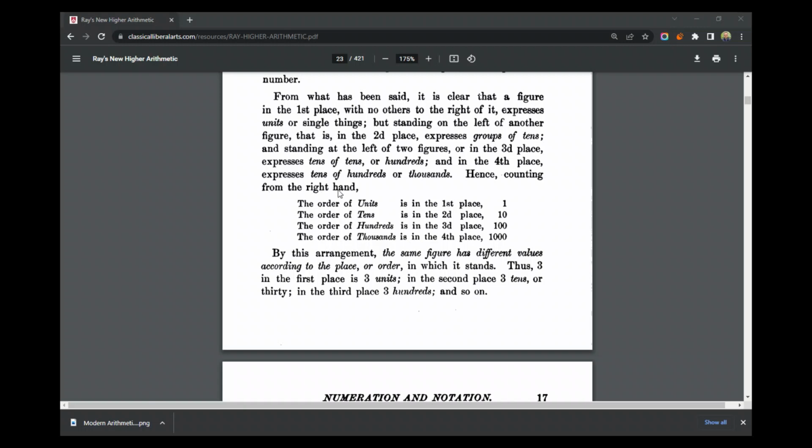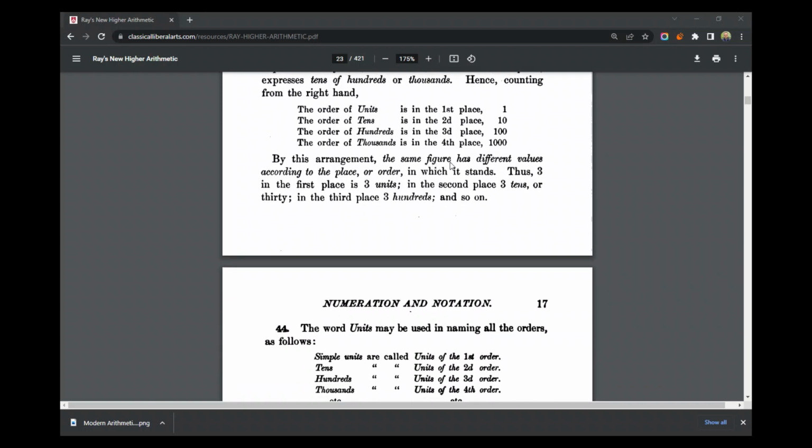Hence, counting from the right hand, the order of units is the first place, as we see in the number 1. The order of tens is in the second place, as we see in the number 10. The order of hundreds is in the third place, which we can see with the number 1 written in the third place to the left, which is 100. And lastly, the order of thousands, which is in the fourth place, as we see in the number 1000.